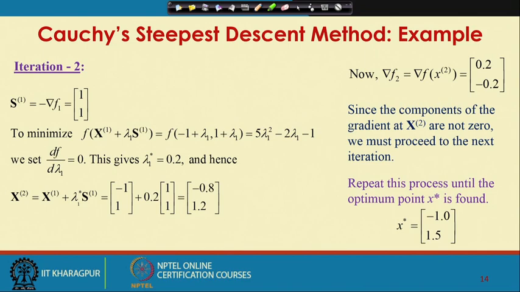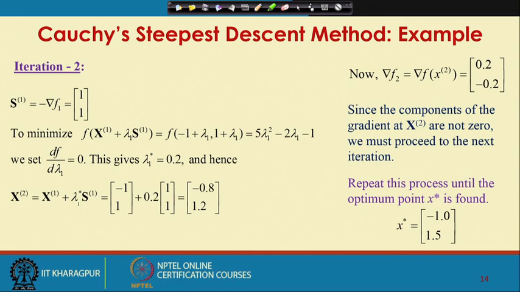You remember at a stationary point the gradient vector will be 0, the first order necessary condition for optimality. So, the gradient is not 0, neither very small. So, you repeat this process, go to iteration number 3 and check if the gradient is 0 or very close to 0. We need to repeat this process until the optimal point minus 1, 1.5 is obtained.